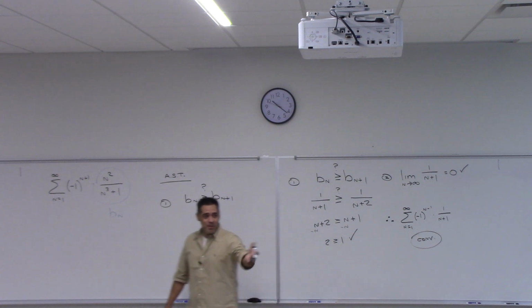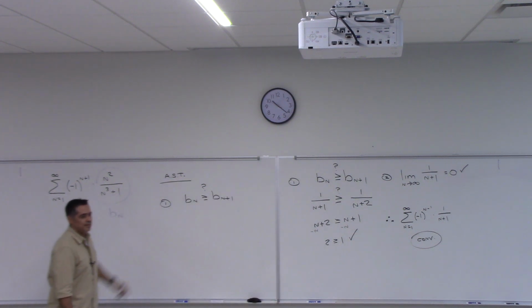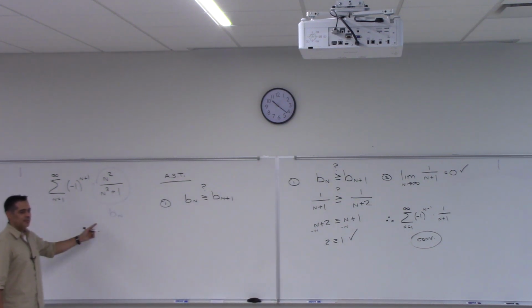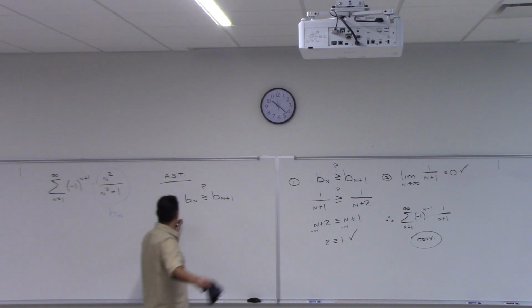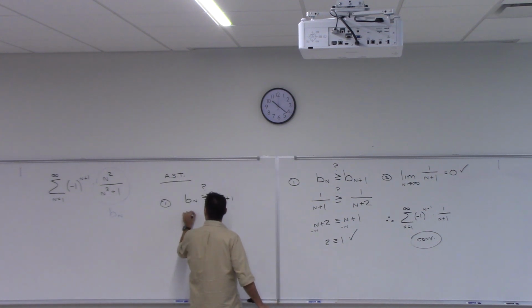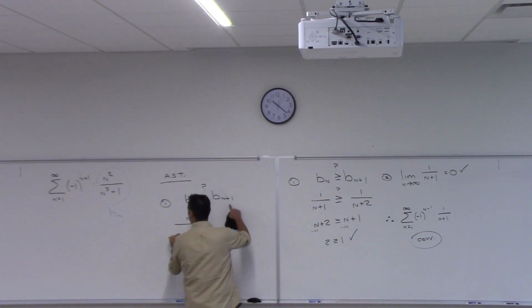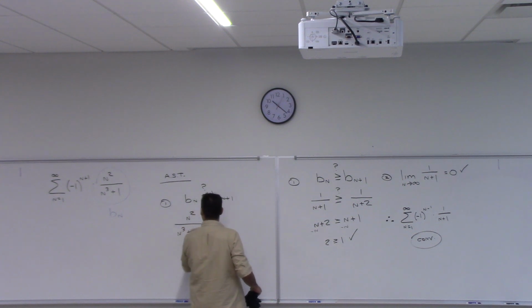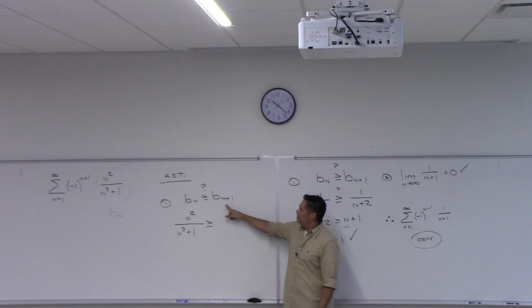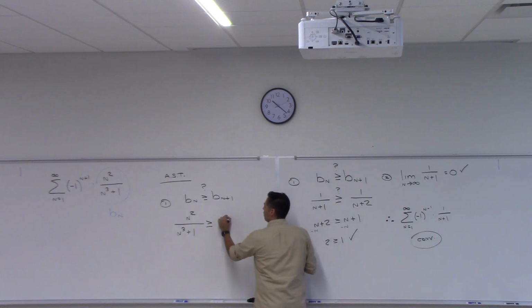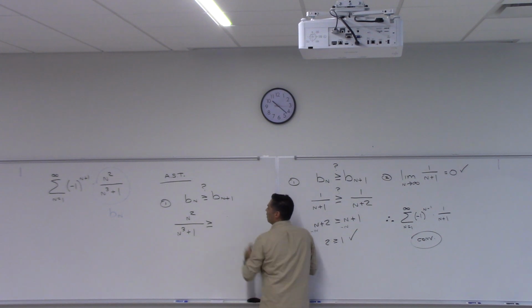All right, you ready? What's b sub n? That's right here. That's b sub n. You get to tell me exactly what b sub n plus 1 is. It's going to be n squared over n cubed plus 1, n squared, and then plus 1.